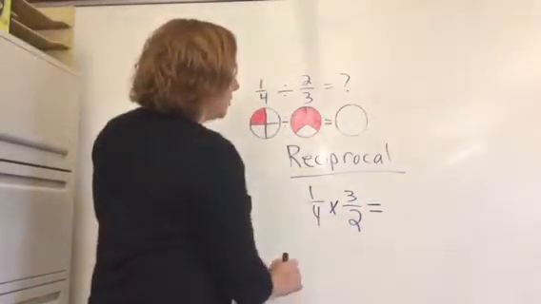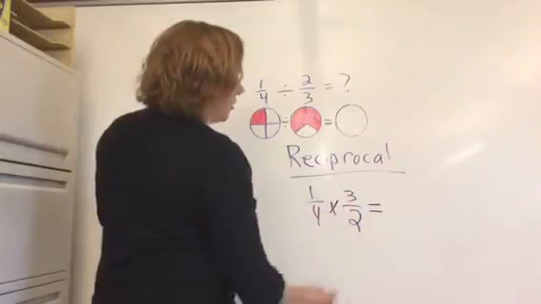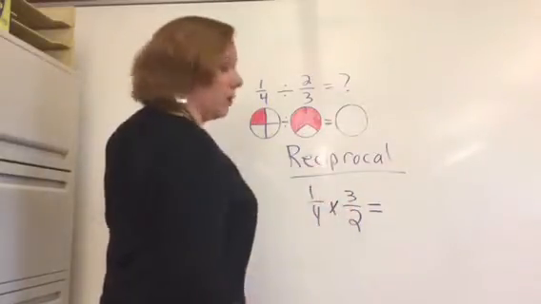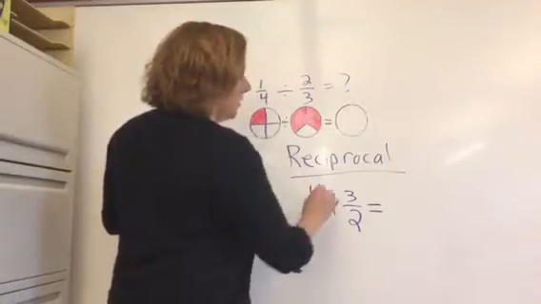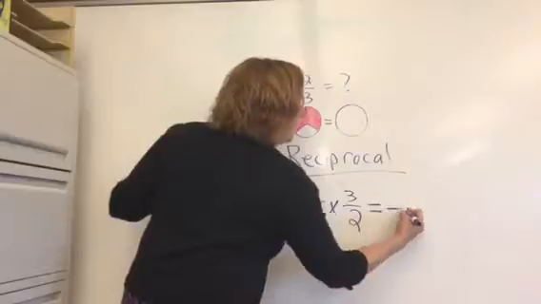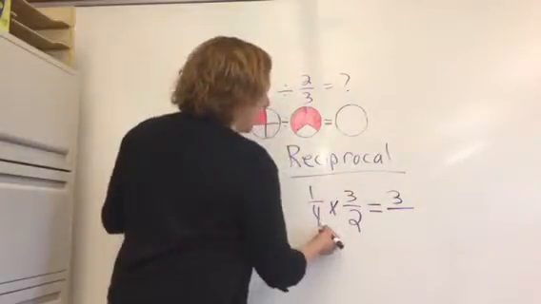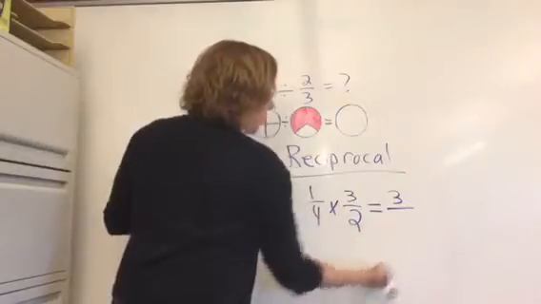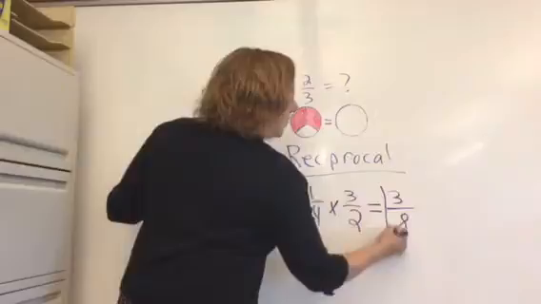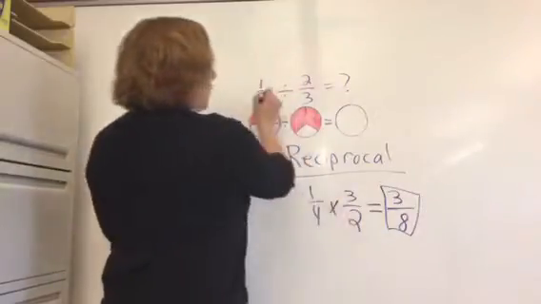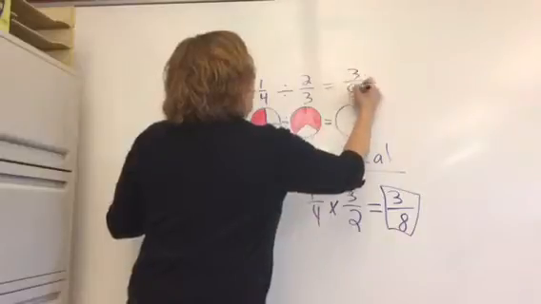So we have the first fraction multiplied by the reciprocal of the second fraction. From our other video, you know that to multiply fractions, you multiply numerator times numerator to give you numerator, so 1 times 3 equals 3, and denominator times denominator gives you denominator, so 4 times 2 equals 8. And our answer is 3/8. So 1/4 divided by 2/3 gives us 3/8.